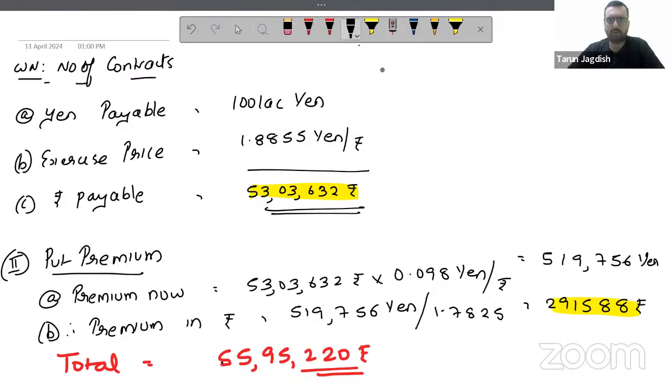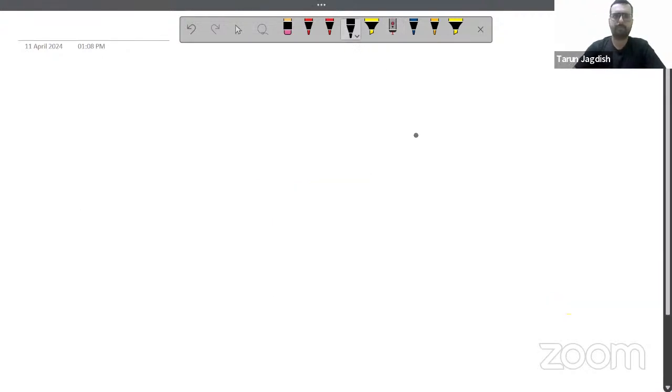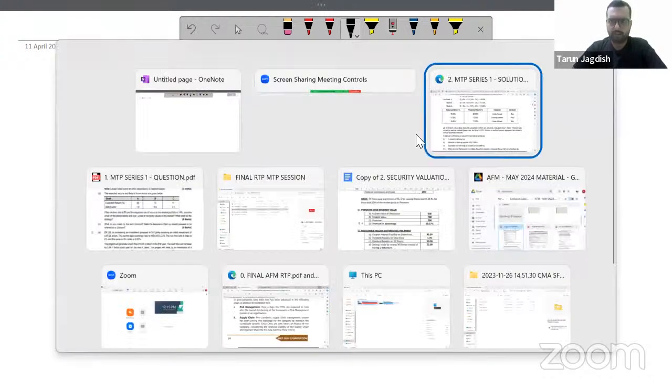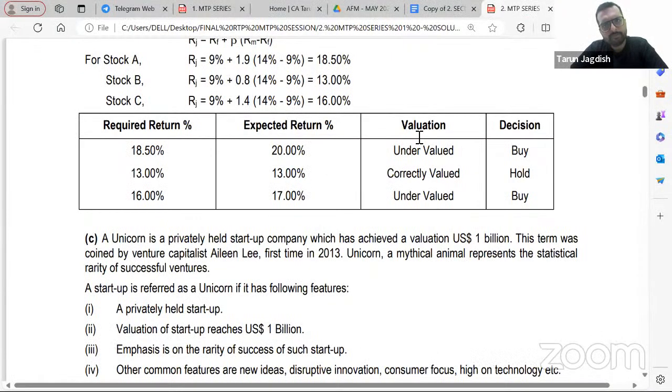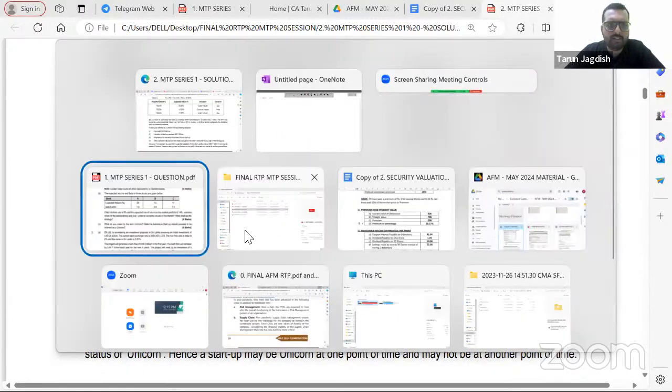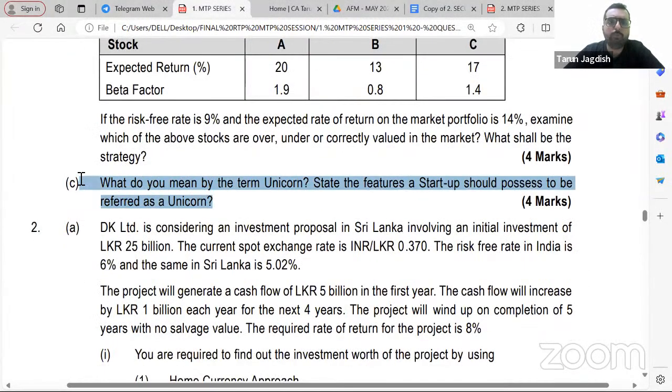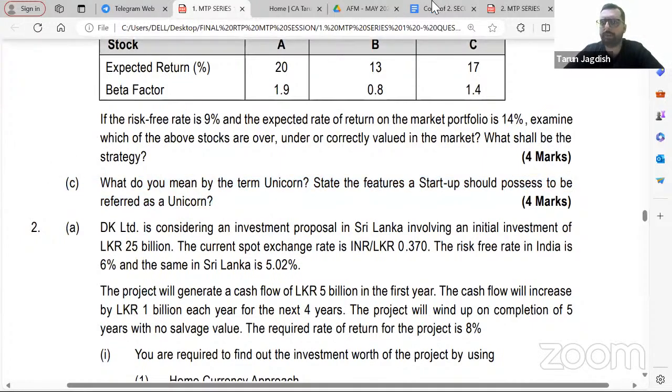All right, friends. Can I go to the next question now? Okay. Friends, next question is a theory question. What do you mean by the term unicorn companies? Again, a new theory, friends. This is not there in the earlier syllabus. What do you mean by unicorn companies?